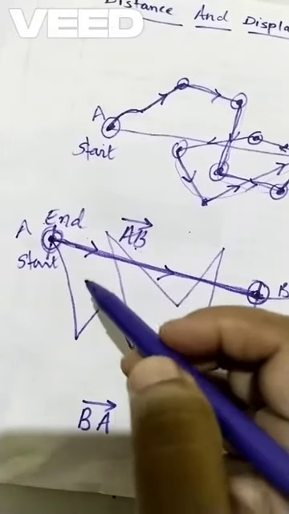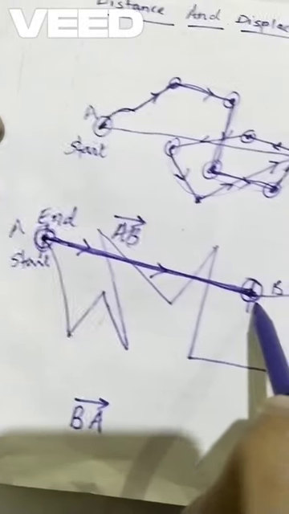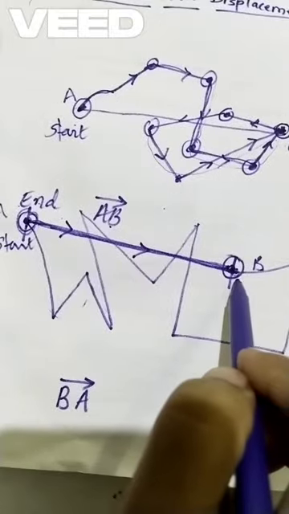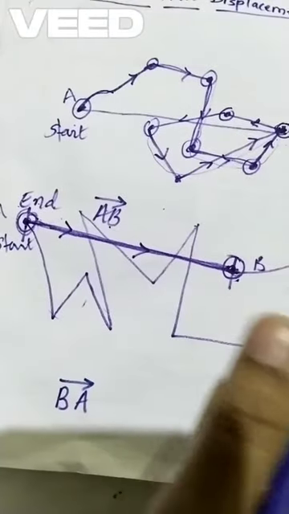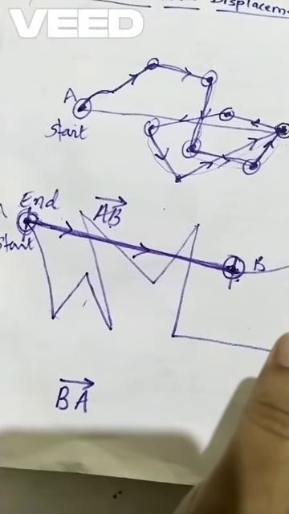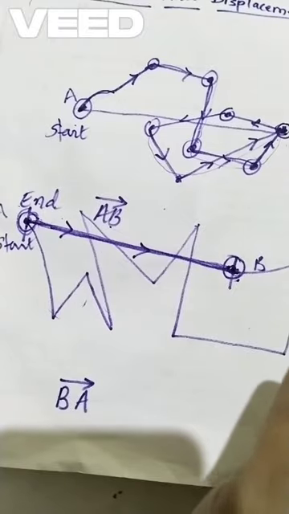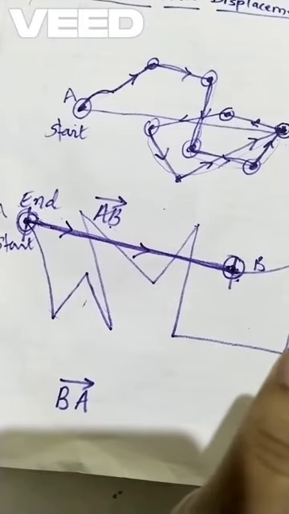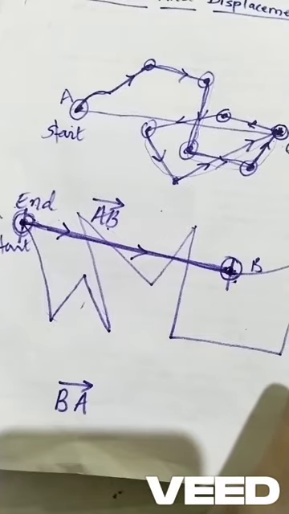However, if a person has traveled all the length to reach point B and has come back to A, then the distance will never be zero, because distance is the length of the path that is traveled from start point to end point. So distance can never be zero, but displacement can be zero. In what case can the displacement be zero? It can be zero when the start point and end point are the same.